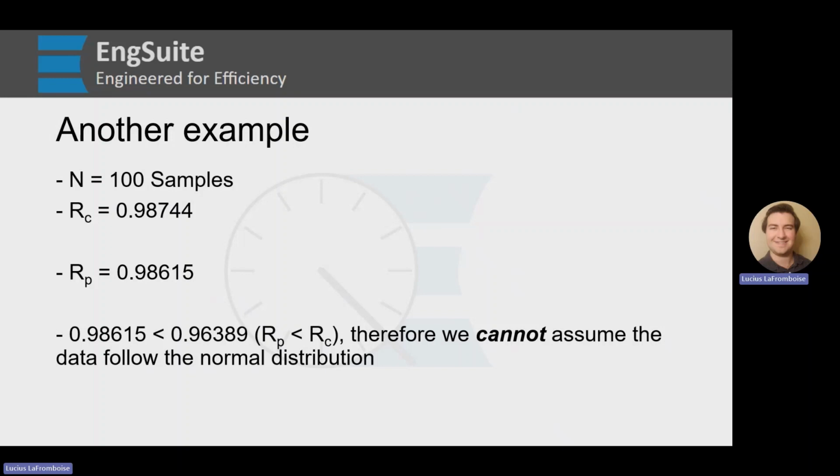So, in this case, 0.98615, the same RP as before, is less than our new critical value, 0.98744. Therefore, we cannot assume that the data follow the normal distribution.